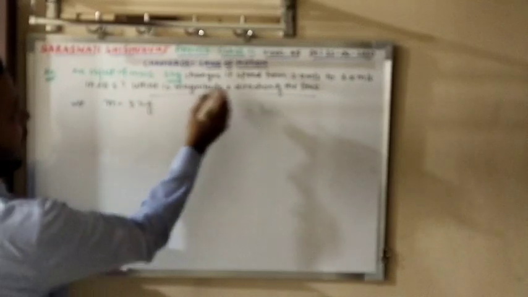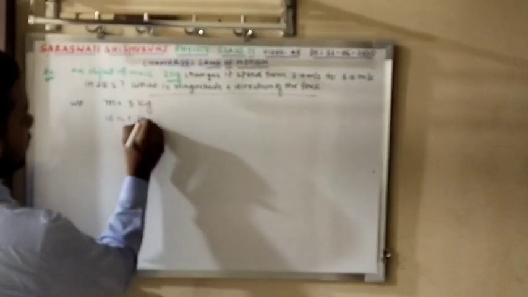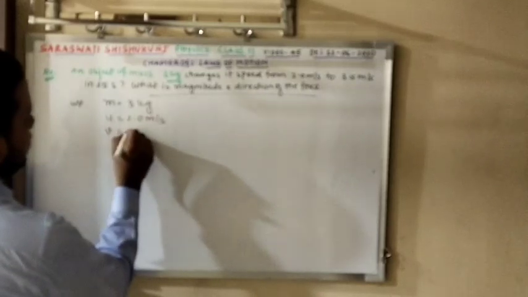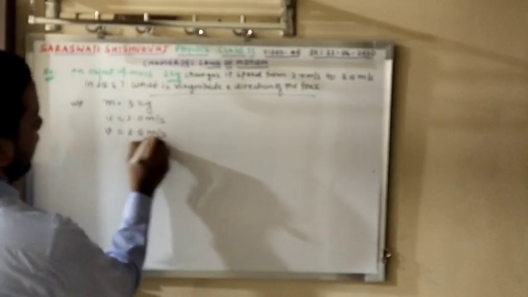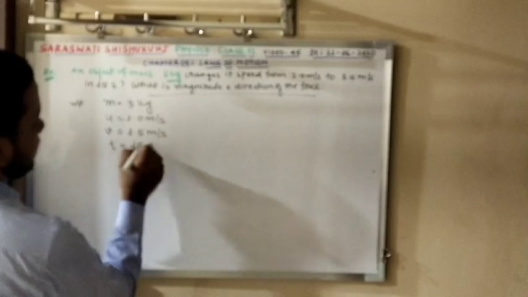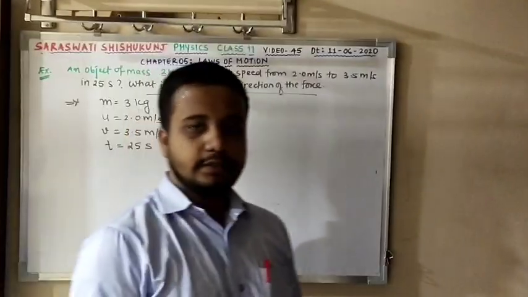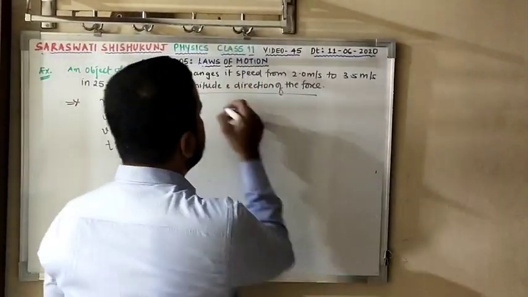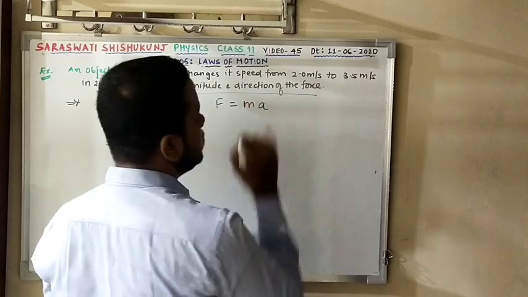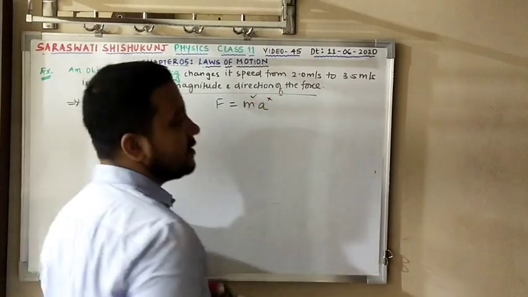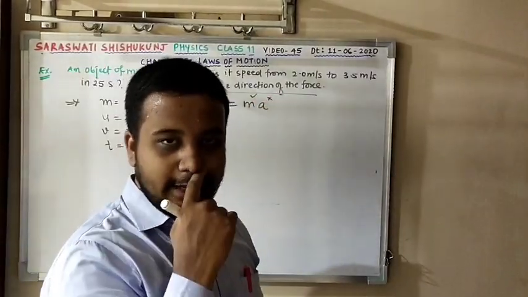I do have mass that is equal to 3 kg. I do have speed initial that is 2 meter per second. Final is 3.5 meter per second. And time duration I do have that is 25 seconds. Now they are asking force. We already know that force F is equal to mass into acceleration. I do have mass but I don't have acceleration with me. So first I need to calculate acceleration.